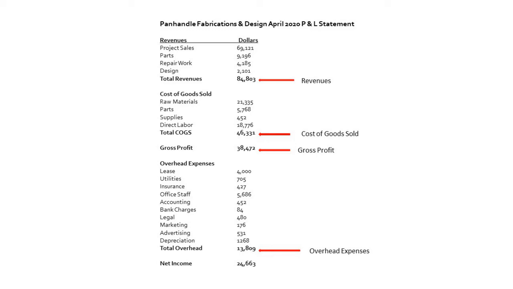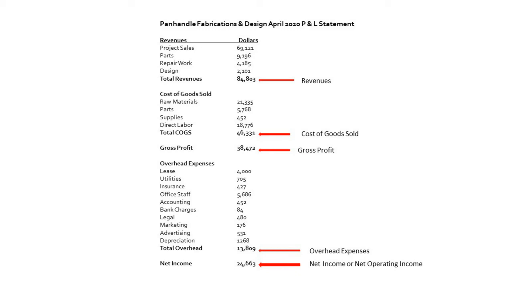And if we subtract the overhead expenses from the gross profit, we then get what's called net income or net operating income. And this is the second measure of profitability for our business. But net income is really what the business generates for the owner, whereas gross profit is what the business generates for the purpose of the business.